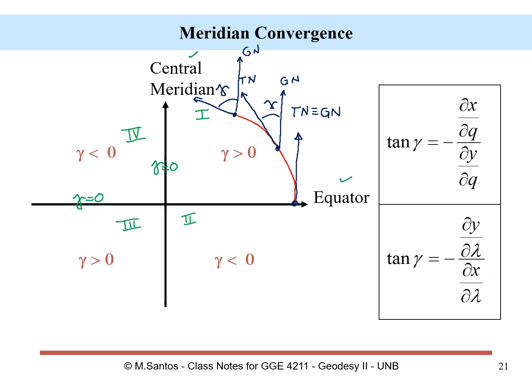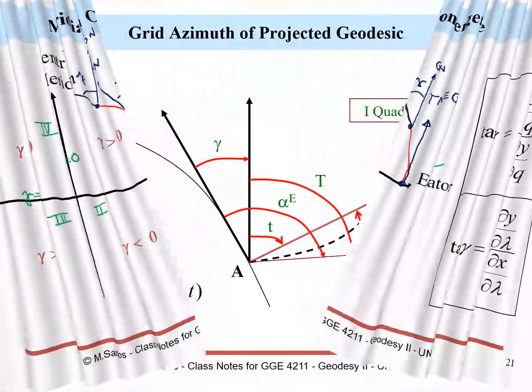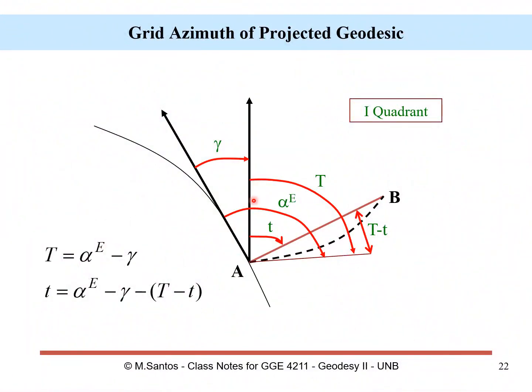Now let's look at a general expression for the grid azimuth. General expression for the computation of the grid azimuth as a function of the given ellipsoidal azimuth. So we look at the first quadrant. We have these 2 points A and B.